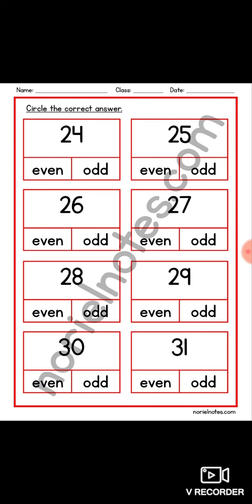Next 25, it is odd. 26 is given. It is even. Next 27, the number ends with 7, it is odd. Next 28, it is even. 29, the number ends with 9, so it is an odd number. Next 30 is given. The last number is 0, so it is an even number. And finally 31, it is an odd number.